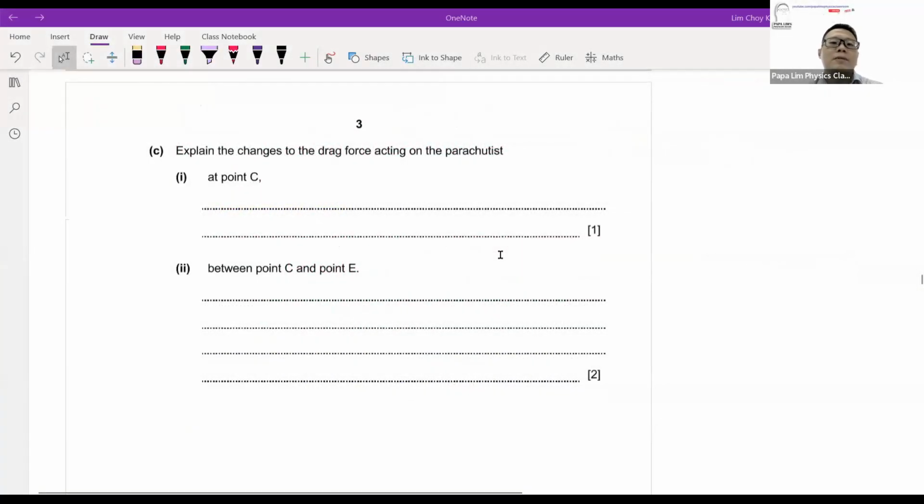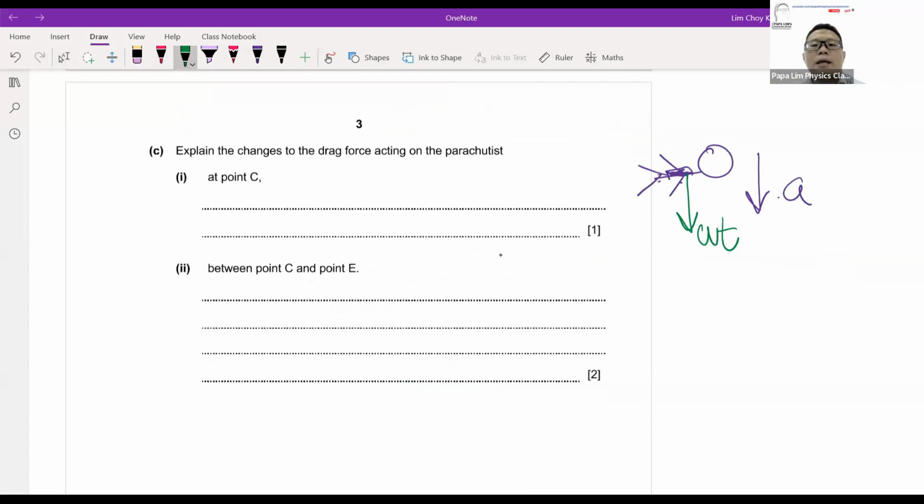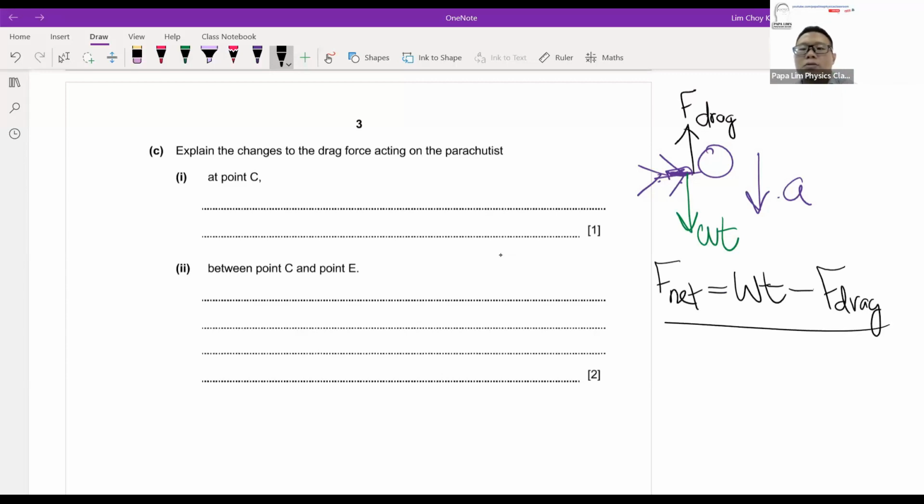Part C: what happens to the drag force on the parachutist? Let's say the parachutist is dropping down in this way, and this is the parachute. This is the acceleration. While the person is in the air, weight is acting on the object, and there is what we call the drag force at the back. Based on Newton's law, the resultant force F net is equal to the weight minus the F drag, because they are in opposite directions. That's the resultant force acting on the object.